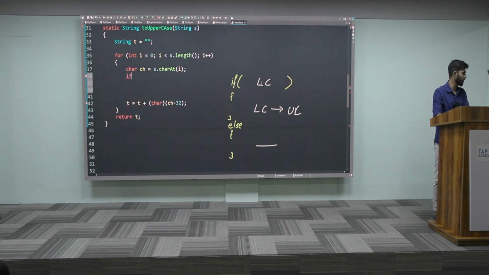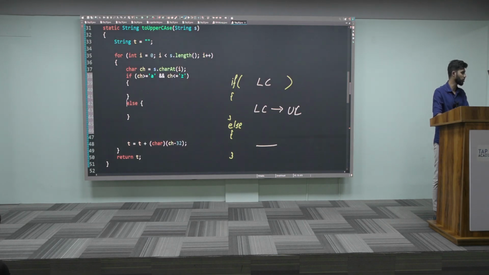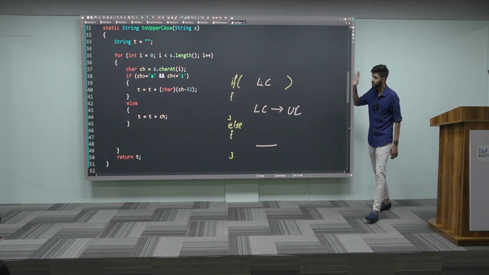So, I will create one if-else condition. The condition is: I will check whether CH is greater than or equal to lowercase a and CH is less than or equal to lowercase z. If the condition is true, I need to convert, so conversion is happening over here and concatenation is also happening. And if the condition is false, T is equal to T plus CH, meaning I am concatenating as it is. Is it clear to you?